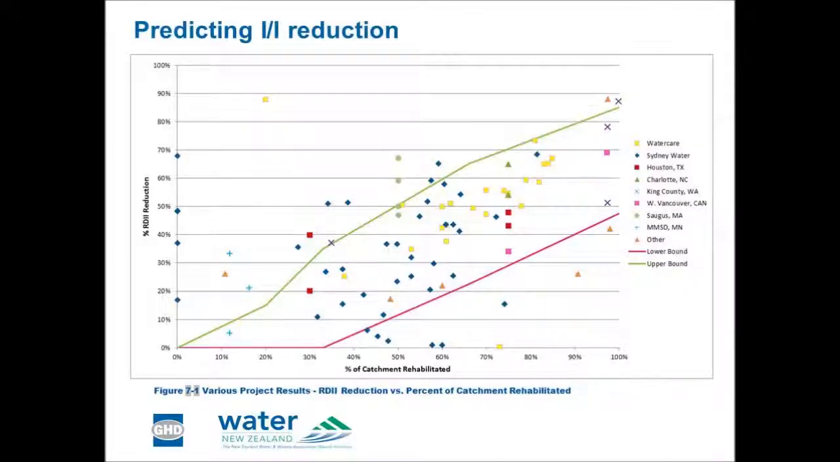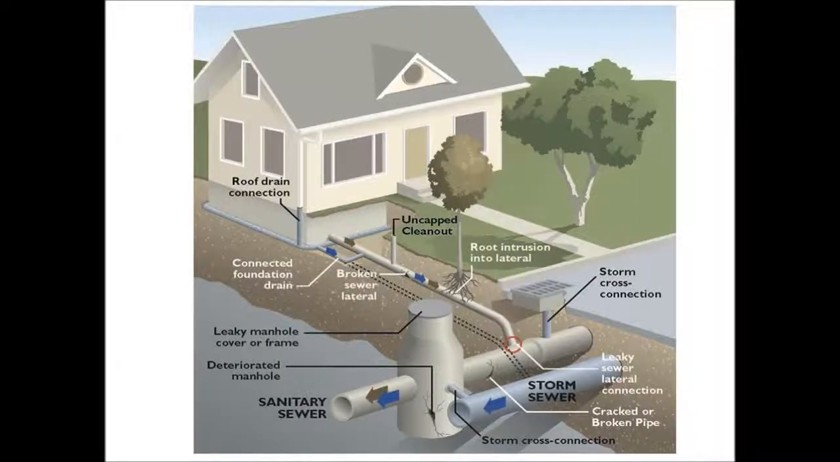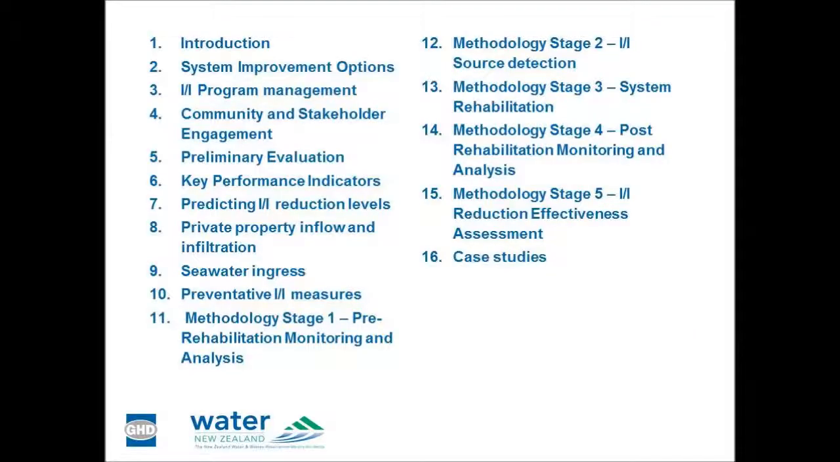There's a very comprehensive section on house lateral II reduction, on the understanding that half of the removable II that gets into a system is coming from the private network part of the system. And without addressing that you're only dealing with half the problem. There's some other sections about the assessment methodology, and also a pretty good section on costing databases to help you do your planning for that.